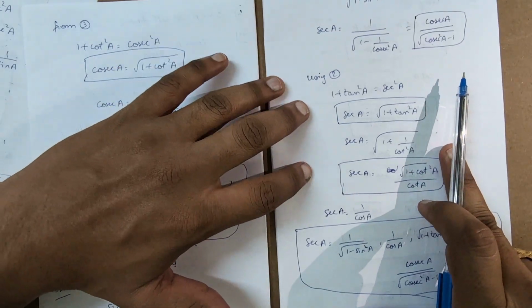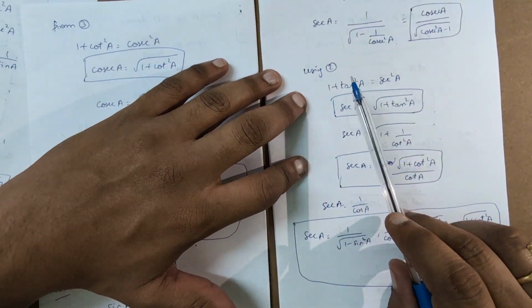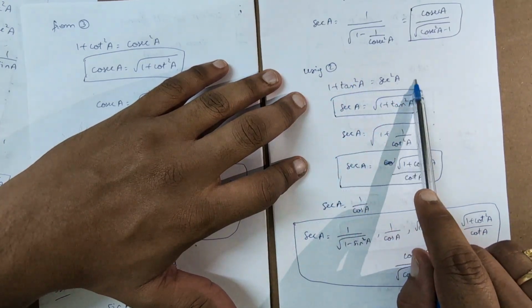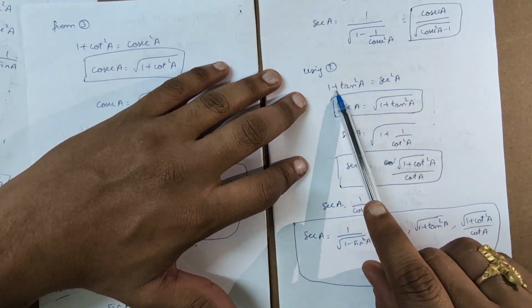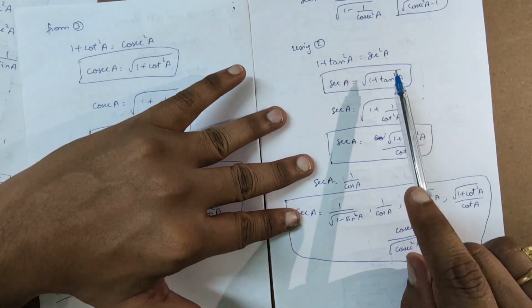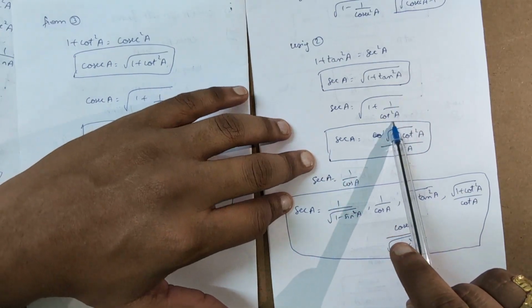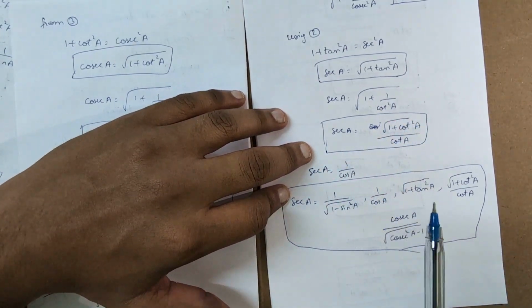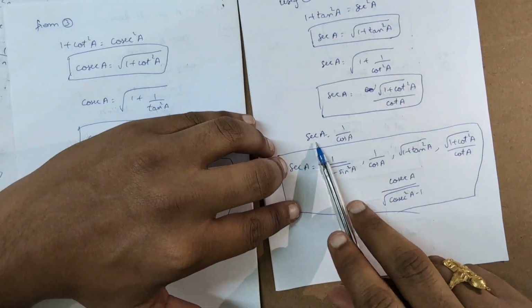Now using 2, I am finding the relation between secant and tan, because we already know 1 plus tan square A equals secant square A, so directly secant A equals root of 1 plus tan square A. Okay, now just change tan to cot by 1 by cot, and directly the secant A can be written as root of 1 plus cot square A by cot A. And 1 we already know, that is secant equals 1 by cos.